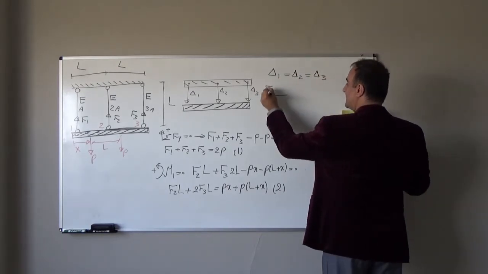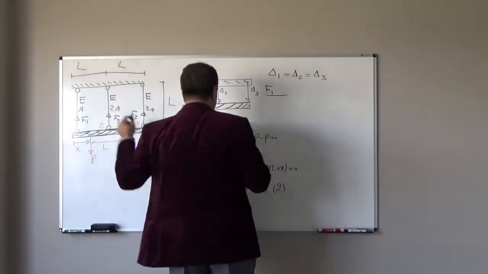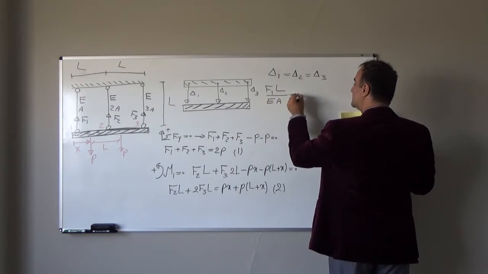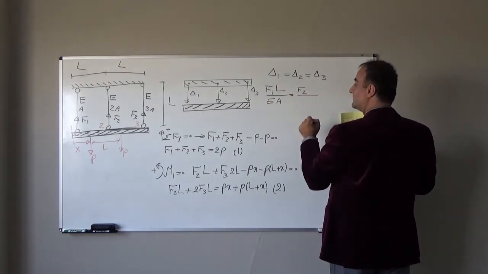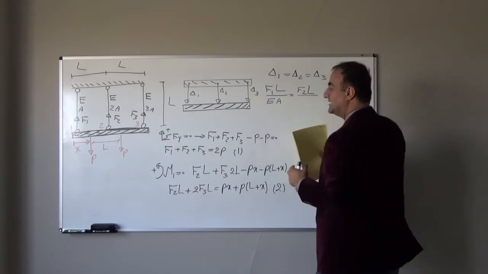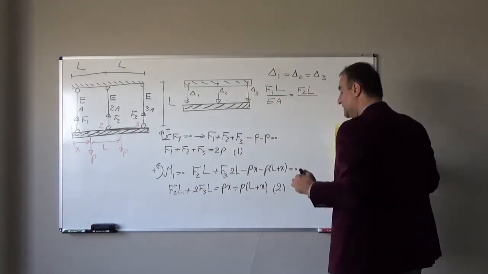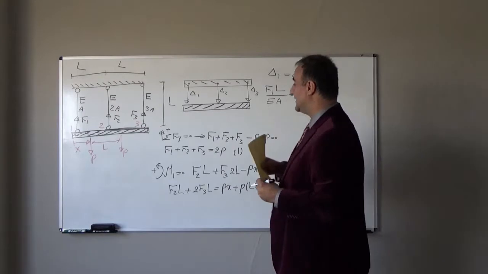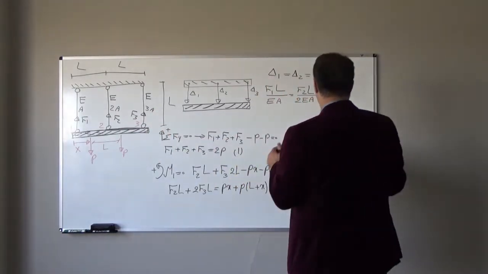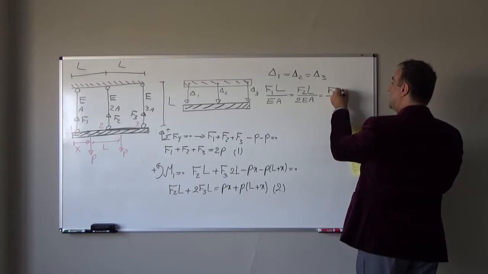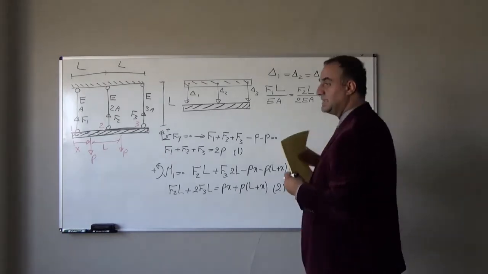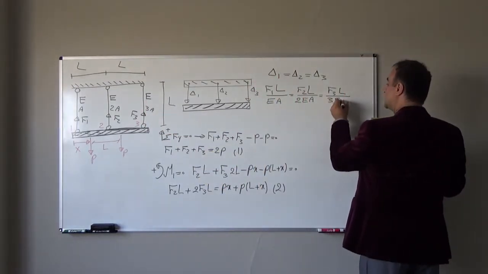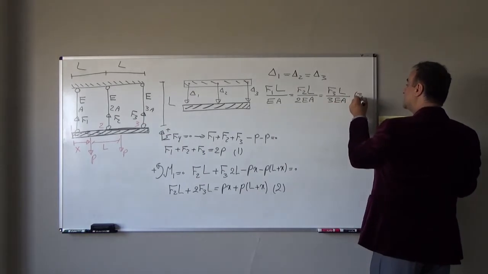Delta 1 is F1, the internal force in member 1, times the length of member 1, L, over EA. Delta 2 is F2 times the length of member 2, L, over E times 2A, so it will be 2EA. Delta 3 is F3 times L, the length of that member, divided by E times 3A, so it will be 3EA. This will be the third equation.